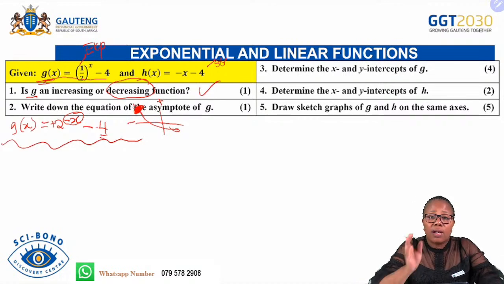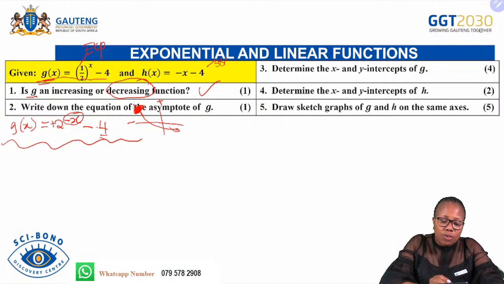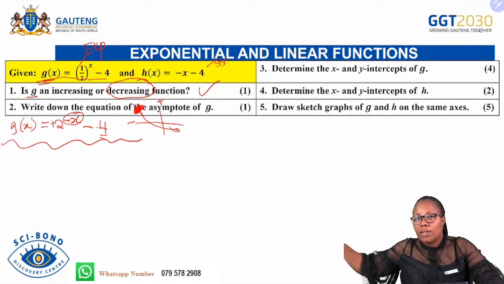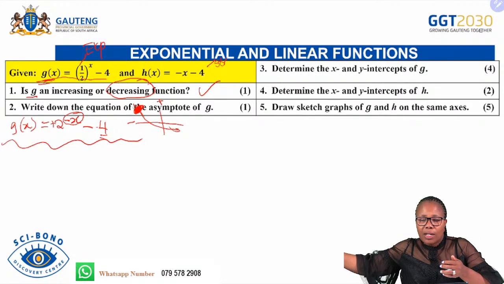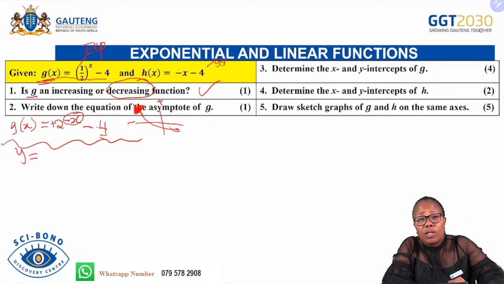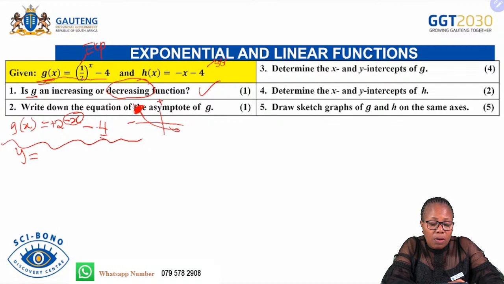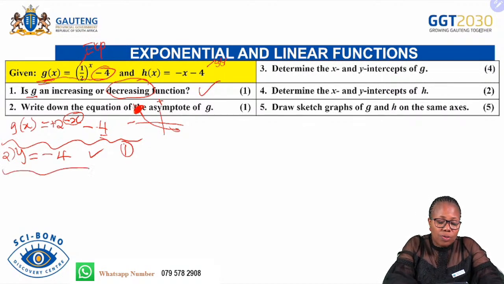So in this case, your asymptote will have a relationship with the q value. Since it's the horizontal one, it cuts the y-axis, so my asymptote will always be y equals to, because I am talking about the horizontal one. In this case, our q is equal to minus 4. Therefore, it will be y = −4. Then we have 1 mark for that, grade 12. And then moving forward to number 3.